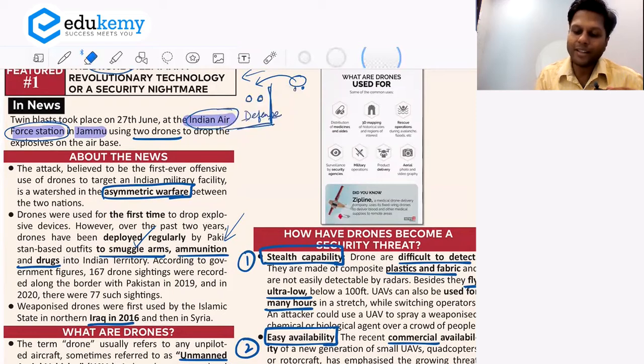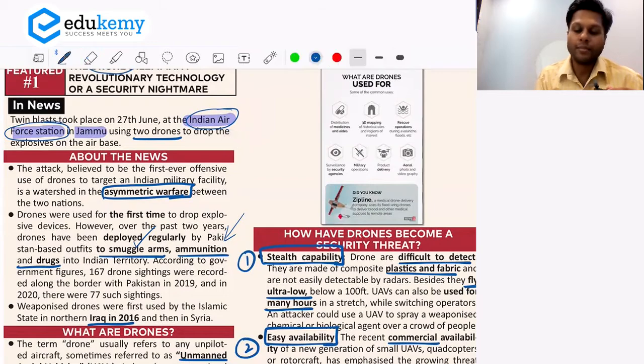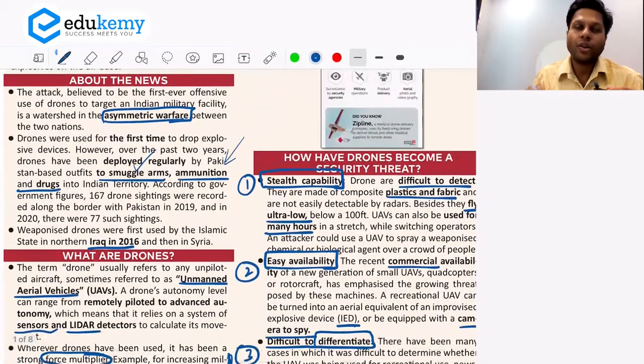Do you understand what asymmetric is? Asymmetric means there is no symmetry. India is not attacking Pakistan in these covert, hidden ways, but Pakistan is doing that. And therefore, we need to understand this technology in detail to be able to avert, to be able to stop these kinds of attacks, right?